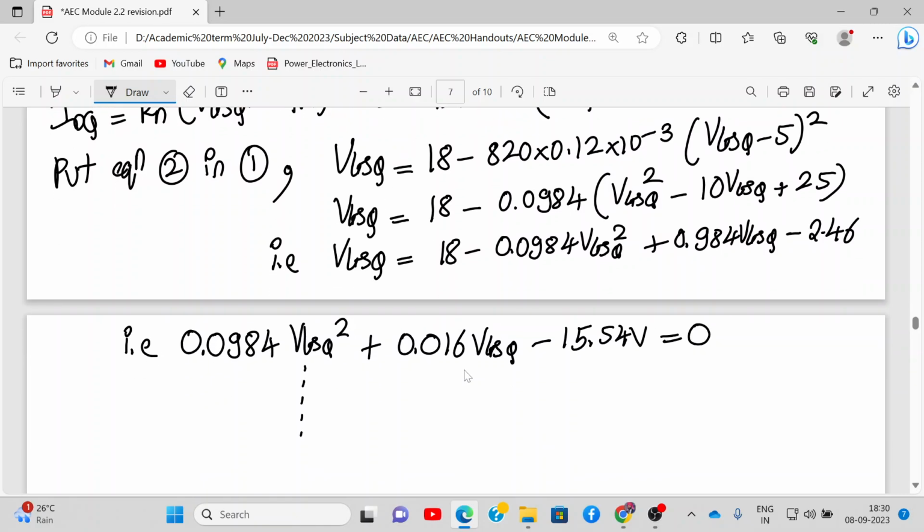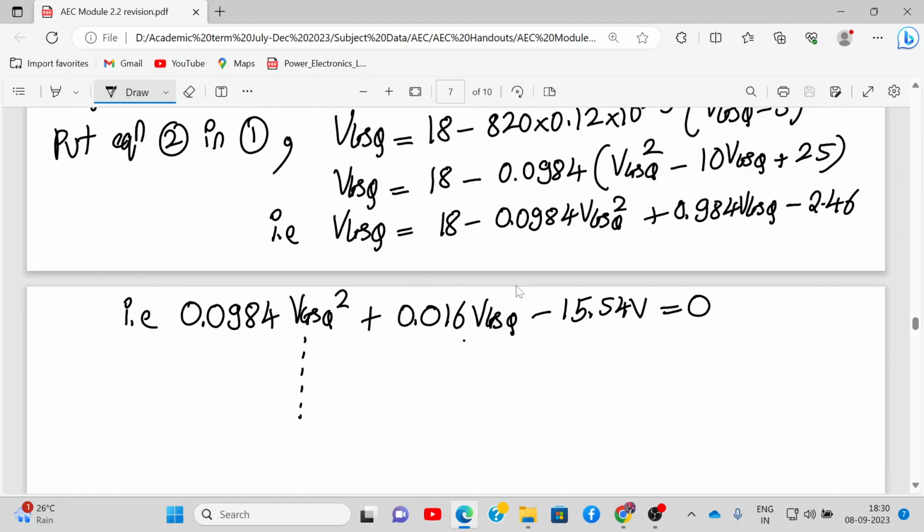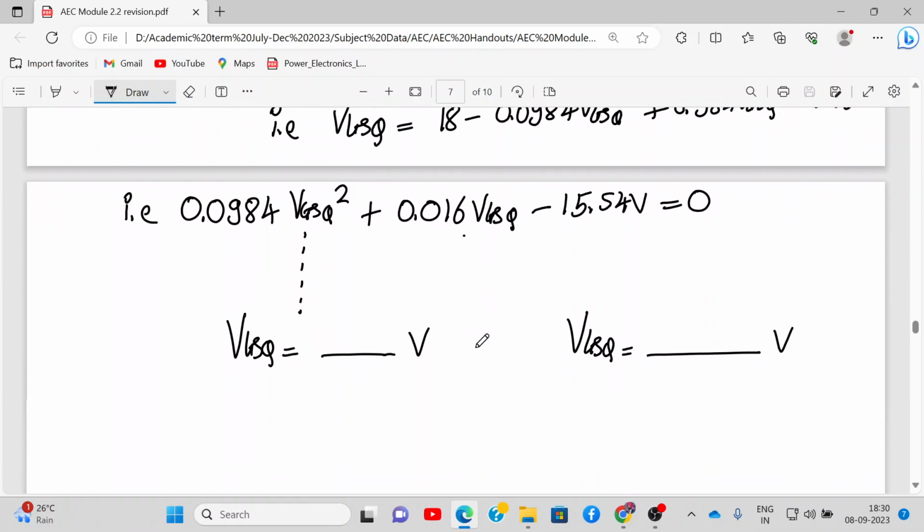Are you all getting this quadratic equation? Please let me know, or are you facing any difficulty? Hello? Everything all right? I mean, quadratic equation is similar. So find the value of VGSQ and let me know the answer. How much is VGSQ? Anyone?